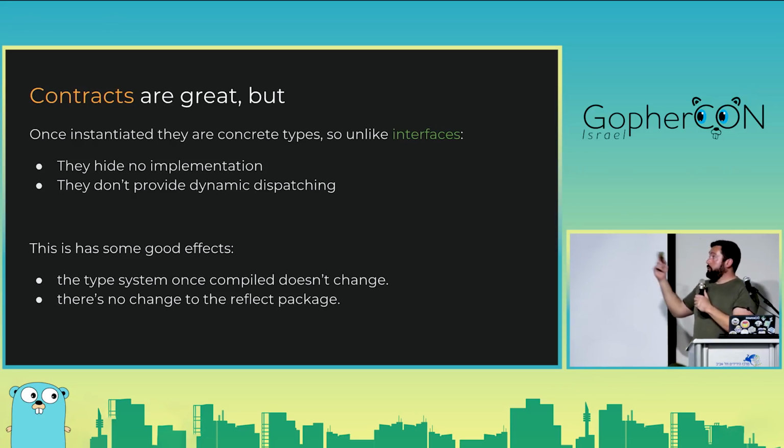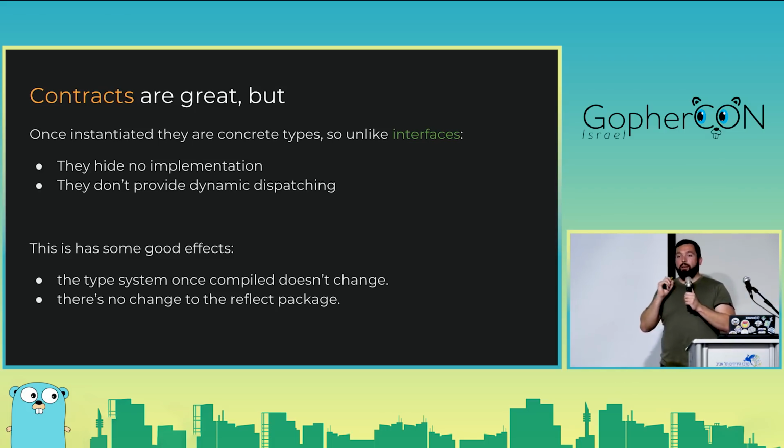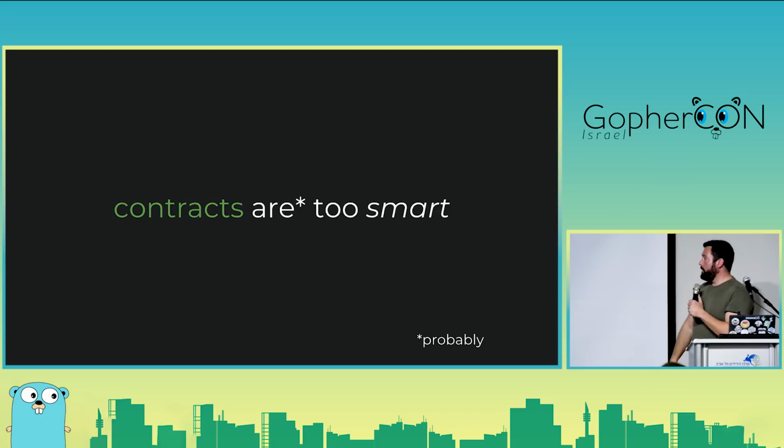And because they do not have dynamic dispatching, which has good effects, the type system will not become more complicated. It will stay the same. At least once you compile something, it will stay exactly the same, which means that Go types or reflect, all of those packages will not need to change, which is nice, because the reflect package is already complicated enough without generics. So that's a great thing. But it is a little bit of a problem, because then all of the things that we were saying about interfaces are not possible with contracts.